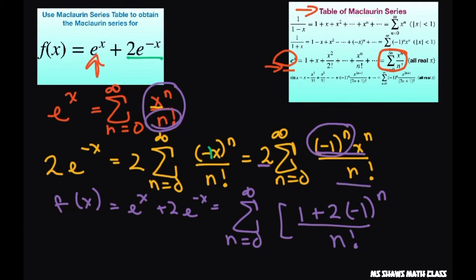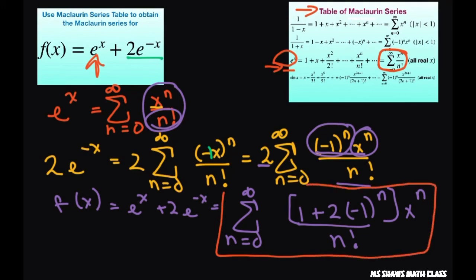And then I'm going to pull out, let me just write this a little better. I haven't dealt with the x to the power of n. I can just pull it out here. And this would be a better way of writing it. Alright, so I just combined everything up.